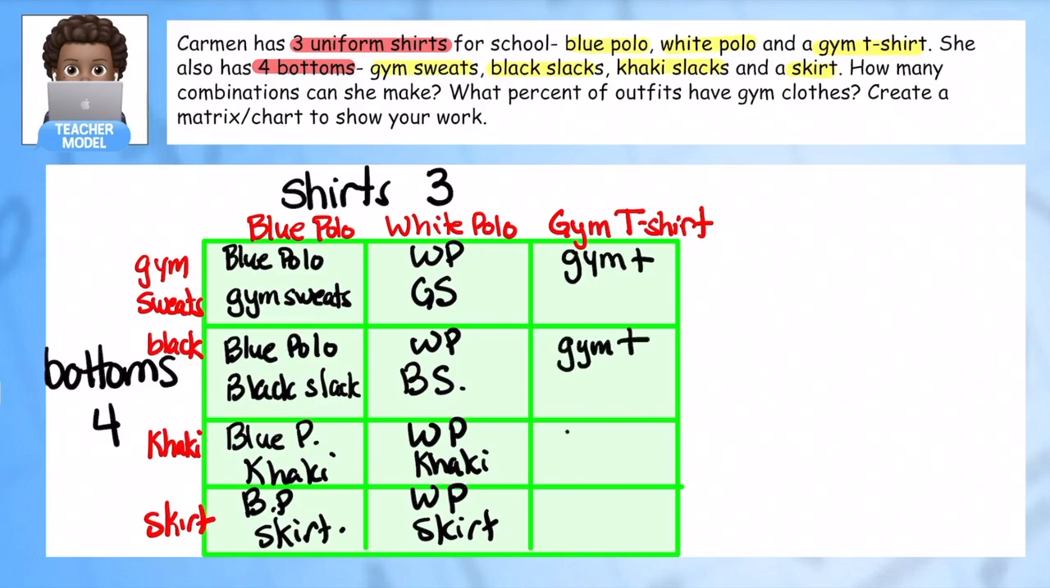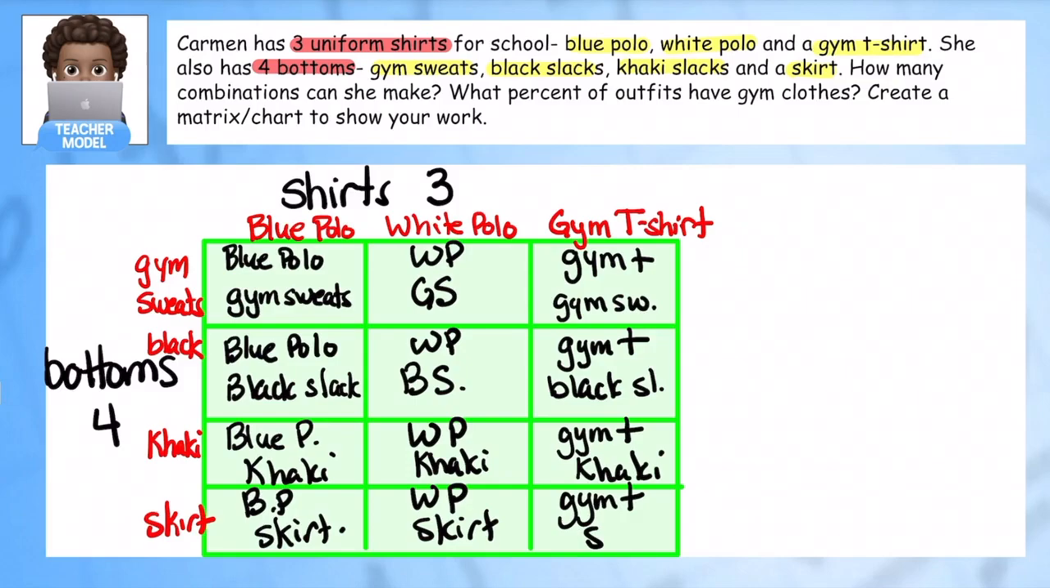gym tee, gym tee, gym tee, and now again I'm just looking across to do the last set, and this is the gym sweats, black slacks, khaki, skirt. And I want to know how many combinations she can make. There are 12 combinations.